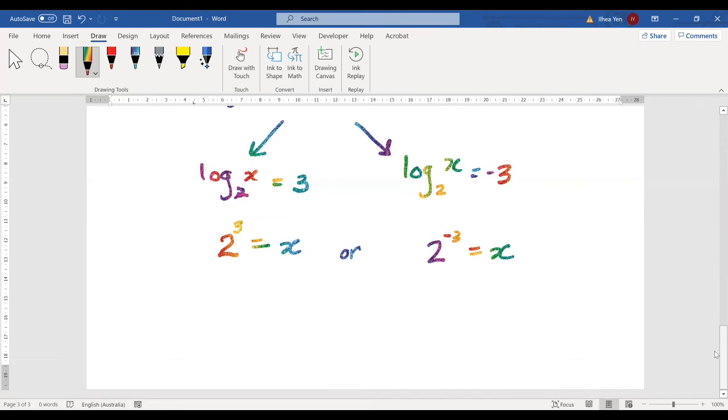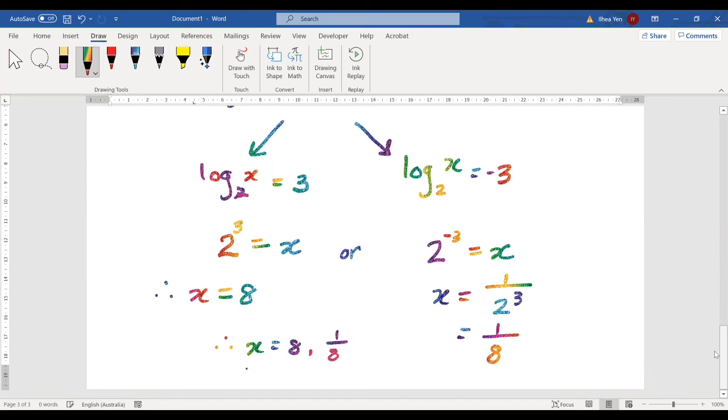So I don't want to leave it like this. I'm going to go therefore x equals, what's 2 to the power of 3? So 2 times 2 times 2 is 8. Now here it's a negative power. It doesn't mean it's a negative value. It just means 1 over 2 to the power of 3, which is 1 over 8. So my x values are 8 or 1 over 8.